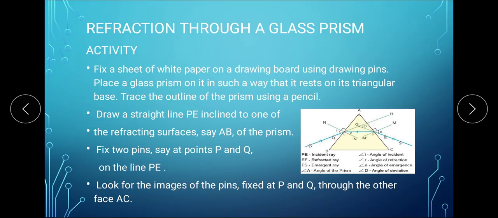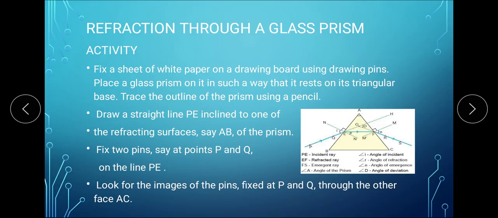So due to refraction of light twice at the two interfaces and due to the peculiar shape of the glass prism, the two refracting surfaces you can see are inclined to each other at an angle called the angle of prism. So due to this peculiar shape, the emergent ray which finally emerges out of the glass prism is inclined to the direction of the incident ray at an angle, which is called the angle of deviation.